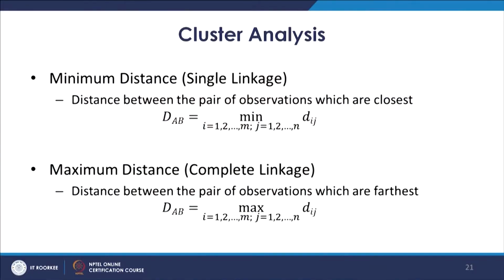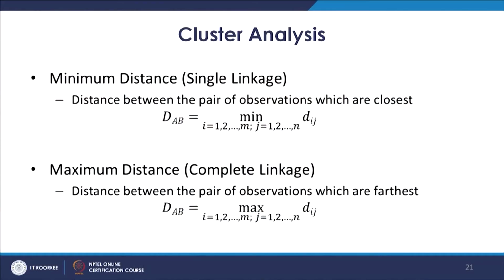Let us discuss the first metric, the minimum distance metric, single linkage. How can this be defined? It is the distance between the pair of observations which are closest. For these two clusters, A and B, we consider all the observations between these clusters and identify the pair, one observation belonging to cluster A and the other belonging to cluster B, which is closest among all such pairs. The distance between those observations is taken as the value, which is defined as the minimum distance metric.